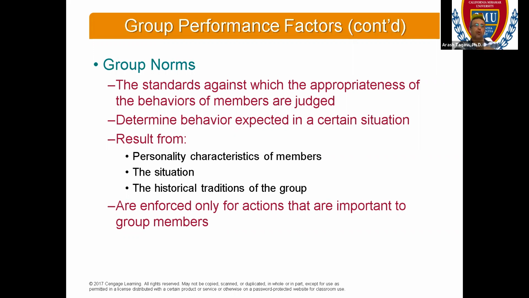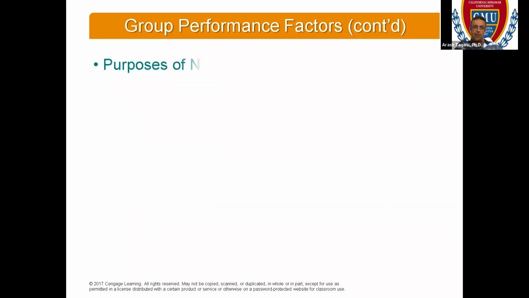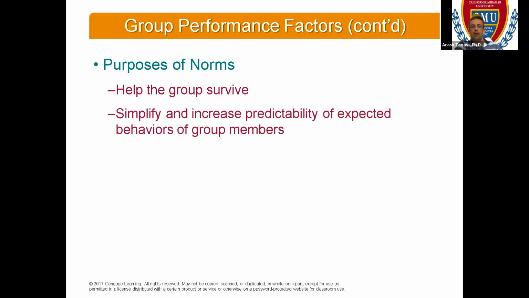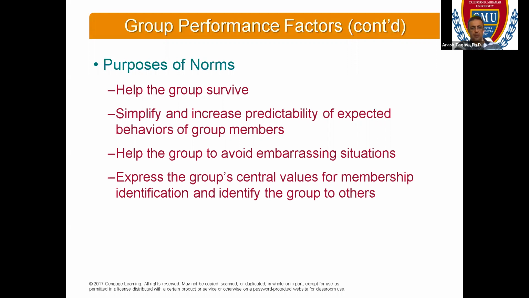Which action is important for me as a group member? It is determined by the group dynamics, by the group interactions. The purposes of norms: help the group survive, like a society. Simplify and increase predictability of expected behaviors of group members. Predictability. Norms give you a prediction of the future. They help the group to avoid embarrassing situations.